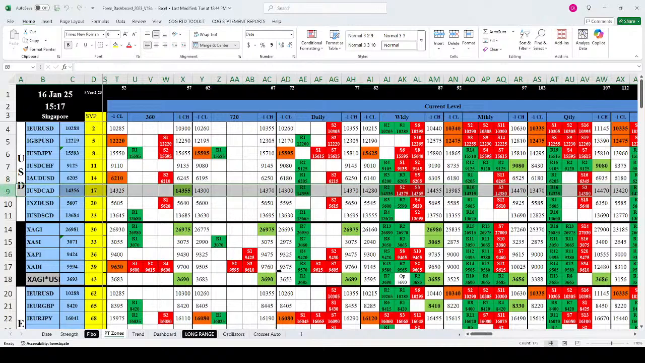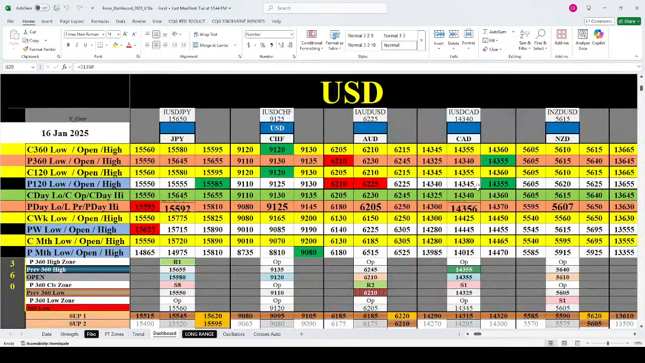Then when I look into the PT zones, 12 hours is flat, daily is up, weekly is 2 selling force and 1 buying force, and monthly is strong buying force. So I'm not getting any signal from here. Again, mixed signals, and right now the market is trading at 143.55.